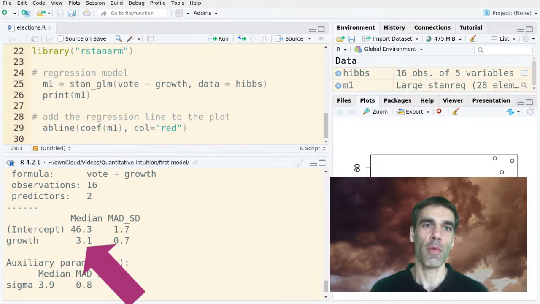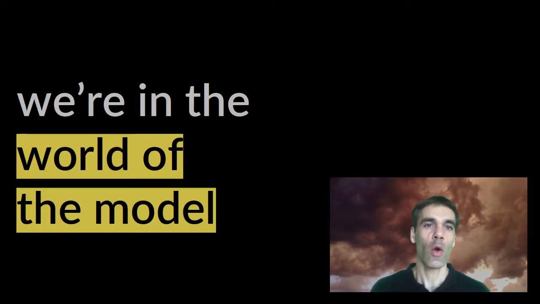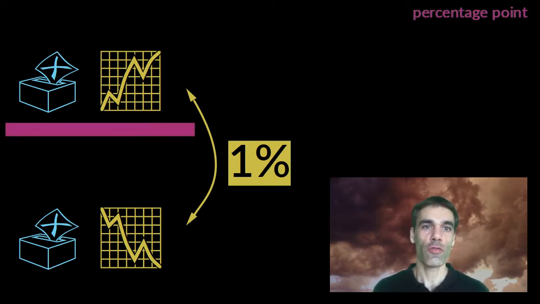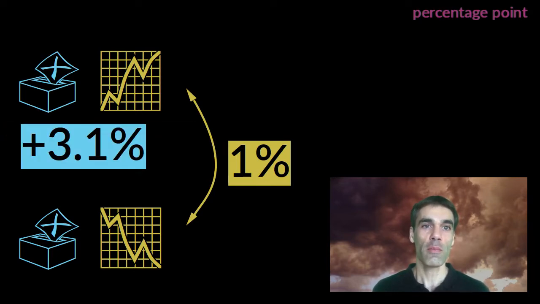It's important to bear in mind that we're in the world of the model. We can calculate anything in the world of the model. So we actually create 2 elections that are the same, and the only difference between them is that in one election, economic growth was 1% higher. 1% because economic growth is measured in units of 1%. According to the model, we predict that in that election with higher economic growth, the vote share of the incumbent party, this is our outcome variable, is 3.1 percentage points higher.